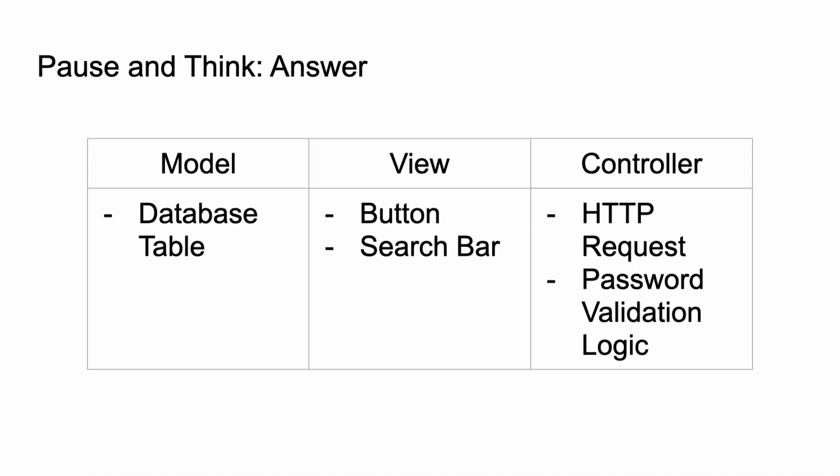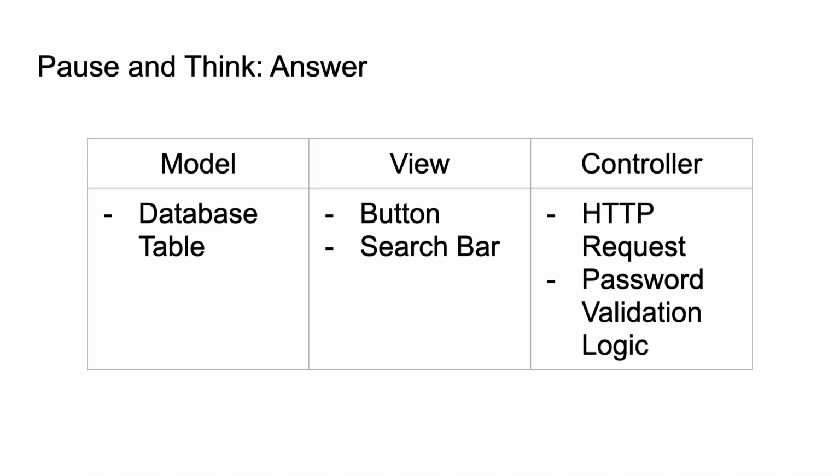Alright, so here's the answer to the previous question. A button or a search bar is a part of the view. It's what the user interacts with and sees in their browser. The HTTP request and password validation logic belong to the controller, which handles user actions and application flow. Think about it as something that might happen after a button is pressed in the browser. For example, password validation after the user enters their email, password, and then clicks the login button.